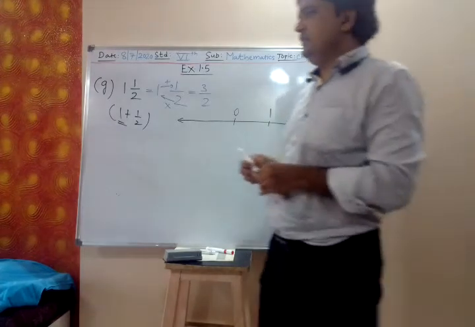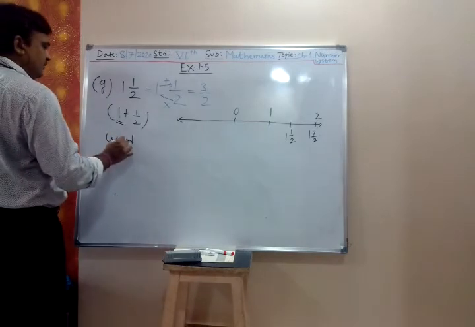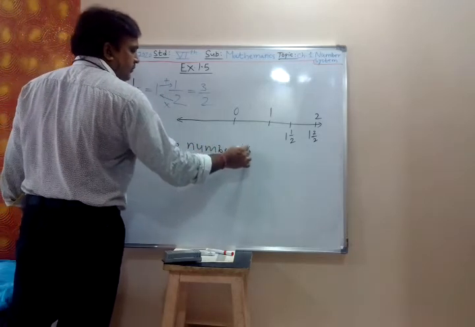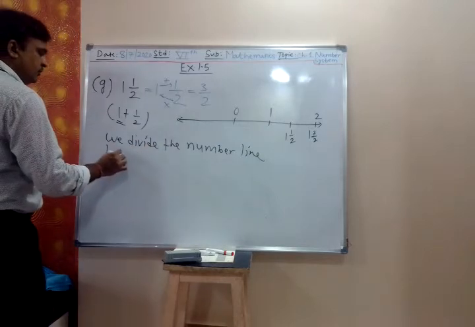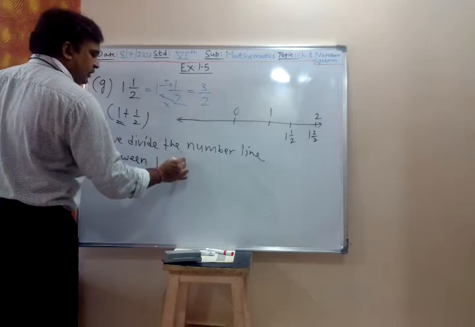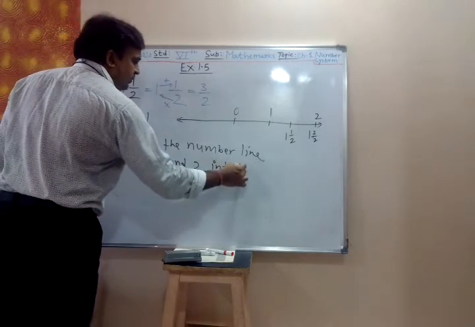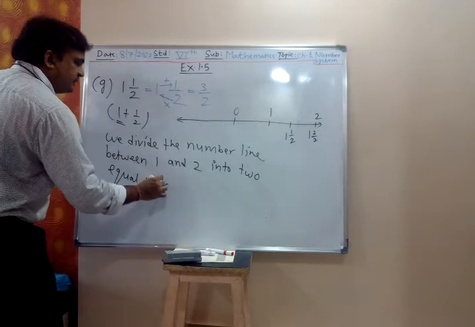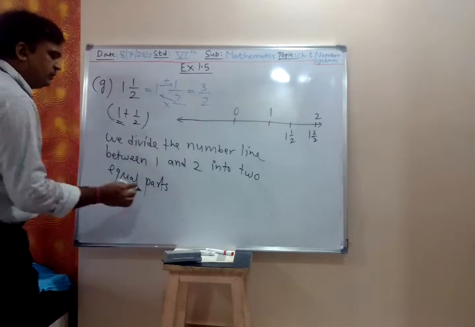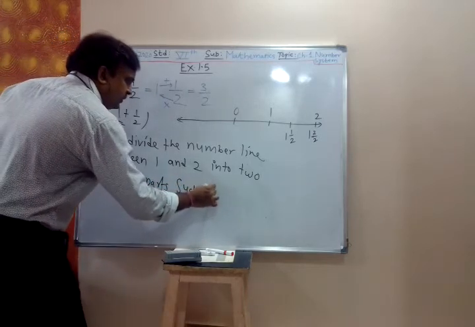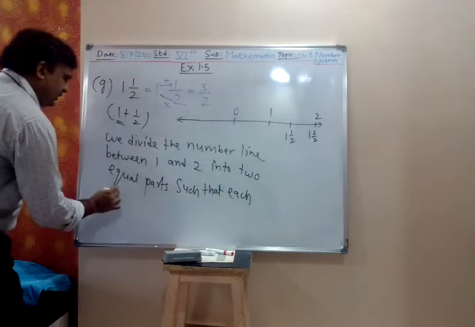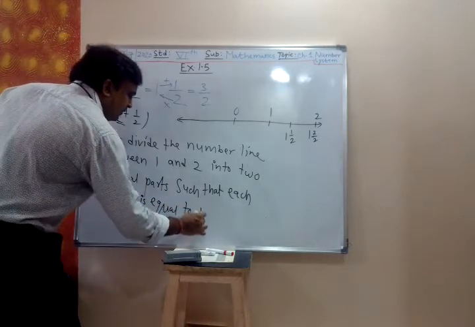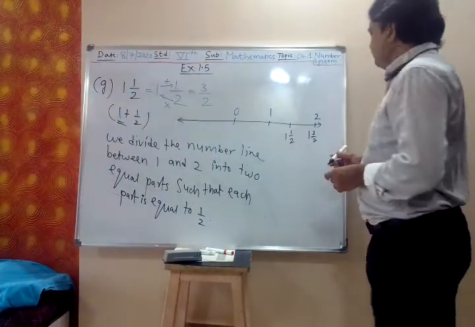1 and 2, yes, right. So we divide the number line between 1 and 2 into 2 equal parts, because the denominator is 2, such that each part is equal to half, 1 by 2.